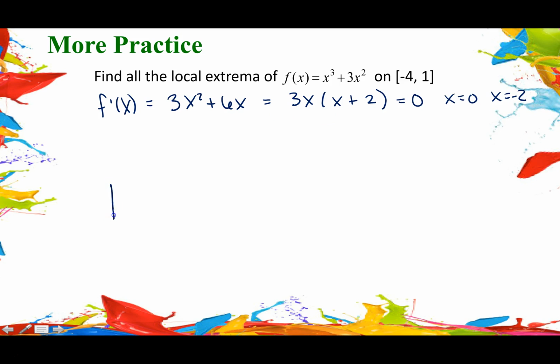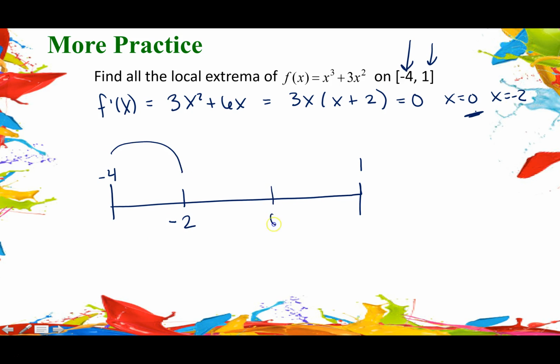Okay, so now I'm going to set up my first derivative test. My lowest value for x is going to be -4. My highest is going to be 1. Then next up is my 0. Oops, just kidding actually, because -2 should go first: -4, then -2, then 0. You've got to put this in order.